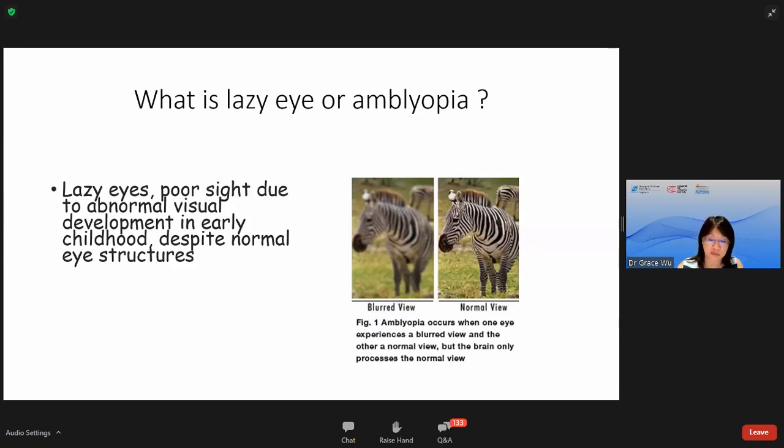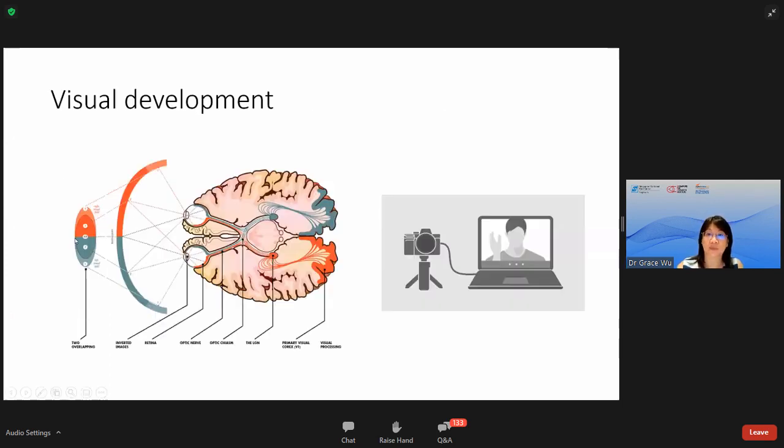This happens when there is a disruption of normal visual development in early childhood, despite the eye later on becoming normal. So lazy eye happens when one eye experiences a blurred image and the other eye experiences a normal image, but the brain only processes the normal image from the normal eye and ignores the weaker eye. As a result, the part of the brain used for seeing, at the back of the brain, what we call the visual cortex, is not developing properly.